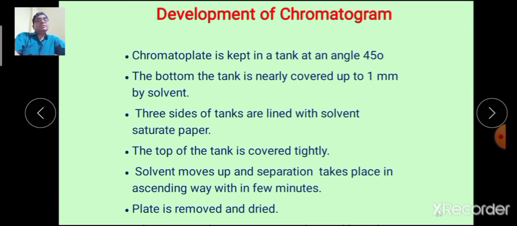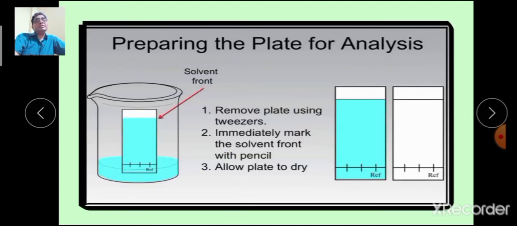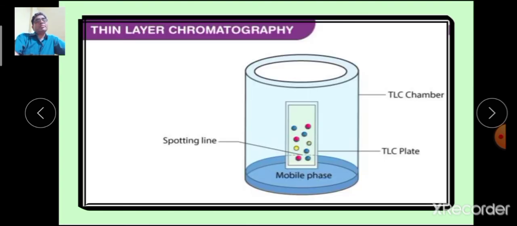After the development of the solvent front for the required distance, the plate is removed from the solvent chamber and dried. This is the diagram showing the plate here, the preparation of the thin layer on the plate, and this is the development of the chromatogram. Here the plate is shown inclined.